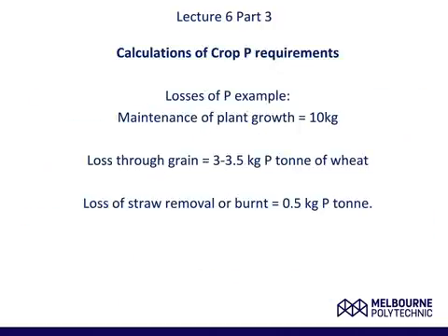An important part of your phosphorus management is being able to calculate your crop phosphorus requirements and usage. For example, the loss of phosphorus has to be calculated in its requirements. You may see that your crop requires 10 kilograms of phosphorus per ton of plant. You may find a further loss of, say, 3 to 3.5 kilograms per ton, and a further loss of 0.5 kilograms per ton if you were to produce straw or burn.